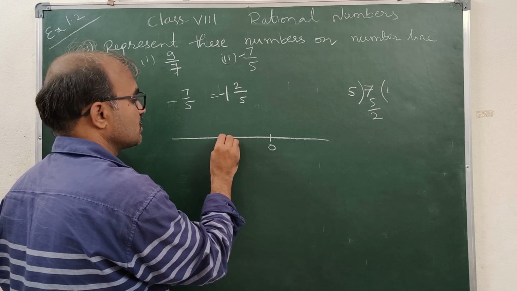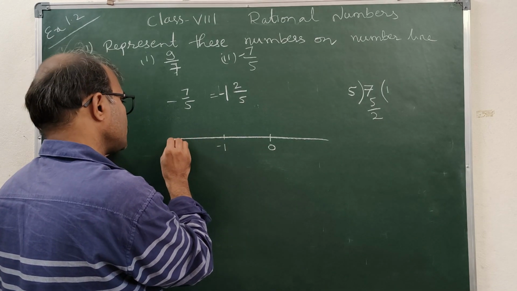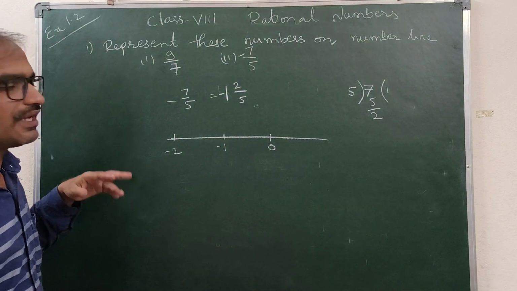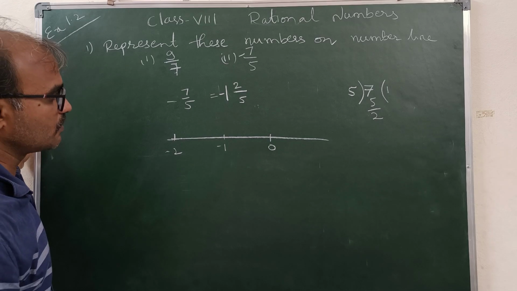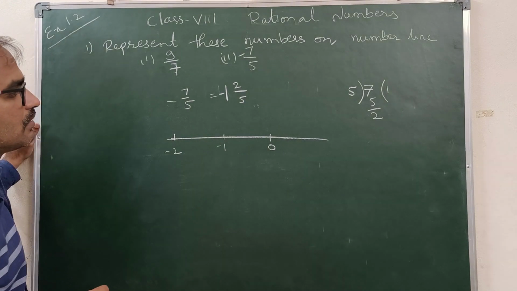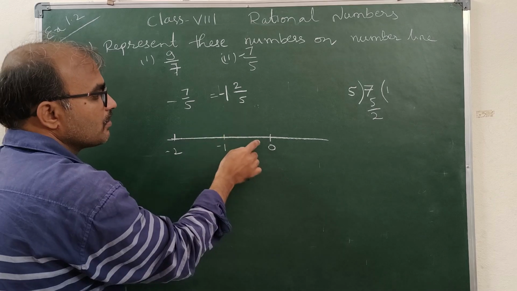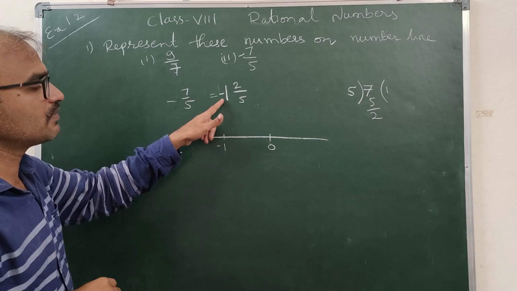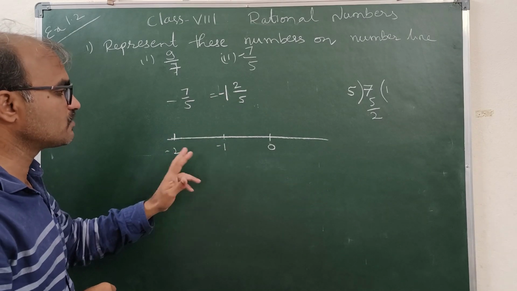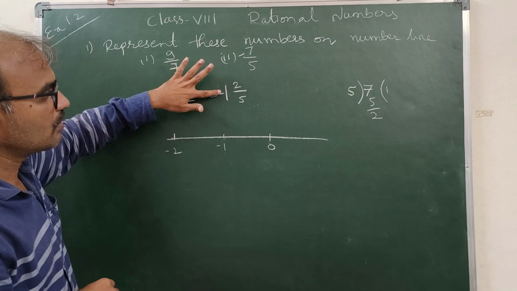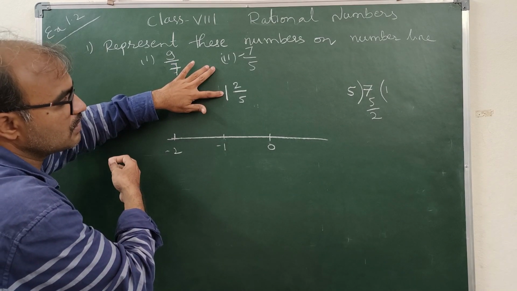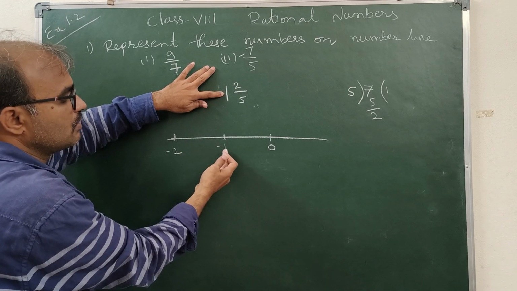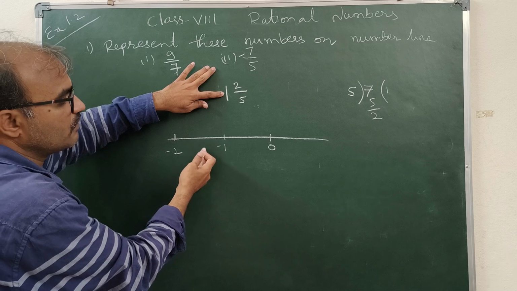So let us go in this direction now. Minus 1, minus 2. One whole should be made into 5 equal parts. As it should be made into 5 equal parts, you have to keep 4 lines between 0 and minus 1, or minus 1 and minus 2. So minus 1 whole 2/5 will be between minus 1 and minus 2, on the left side. If you don't consider the negative symbol, 1 whole 2/5 will be on the left of 1.